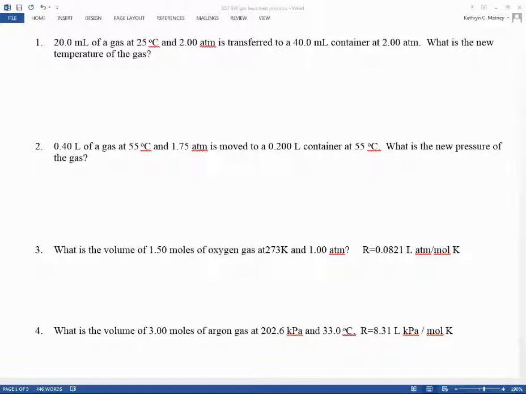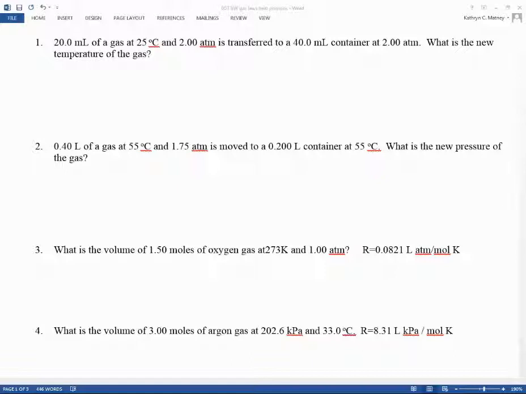20 milliliters of a gas at 25 degrees Celsius in 2 atmospheres is transferred to a 40 milliliter container at the same pressure, 2 atmospheres. What's the new temperature of the gas? Nate, what do I get to ignore in this problem because it didn't change? I get to ignore my pressure, so I'm going to mark through the pressure and ignore it because it didn't change. Yes. It's not going to change your answer if you end up plugging it in anyway.